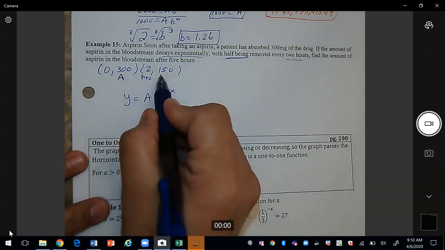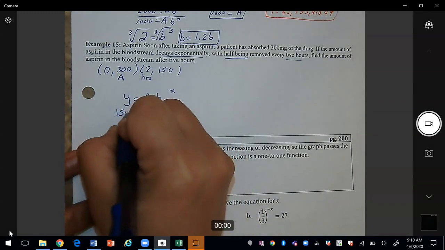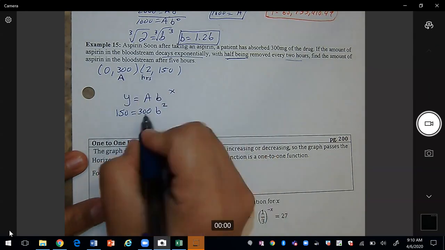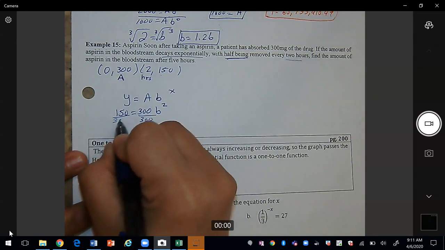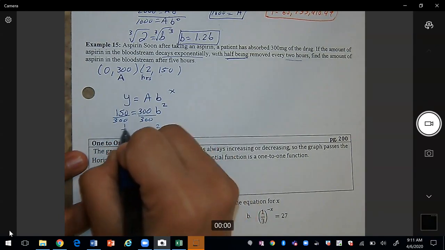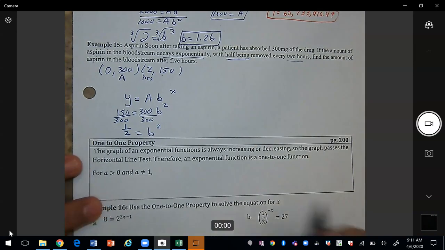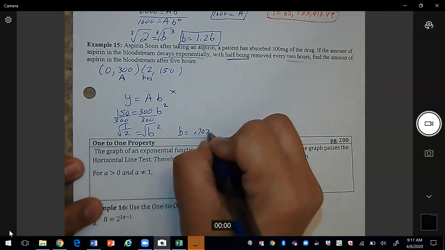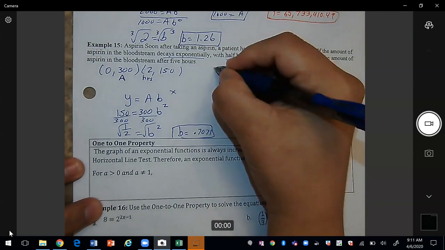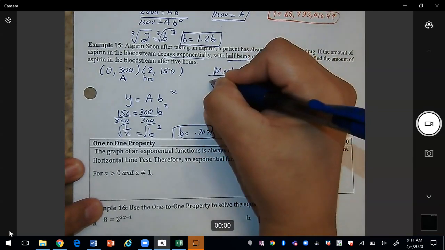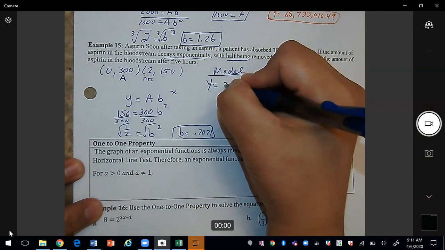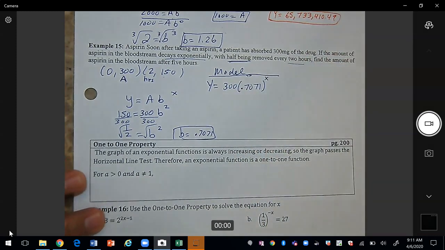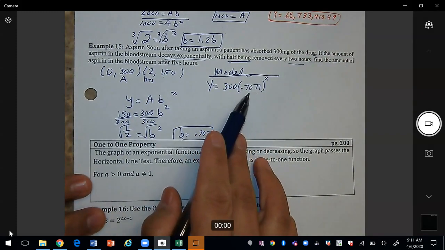So really, I can just plug that information. Here, I'm going to use my second point. Y is 150, A is 300, we don't know what B is, and x is 2. So if I divide by 300, I get B squared is equal to a half. Take the square root. So B is going to be equal to 0.7071. So my model is going to be y equals A times 0.7071 to the x. Notice that since this is decaying, that's why we end up with a decimal here.